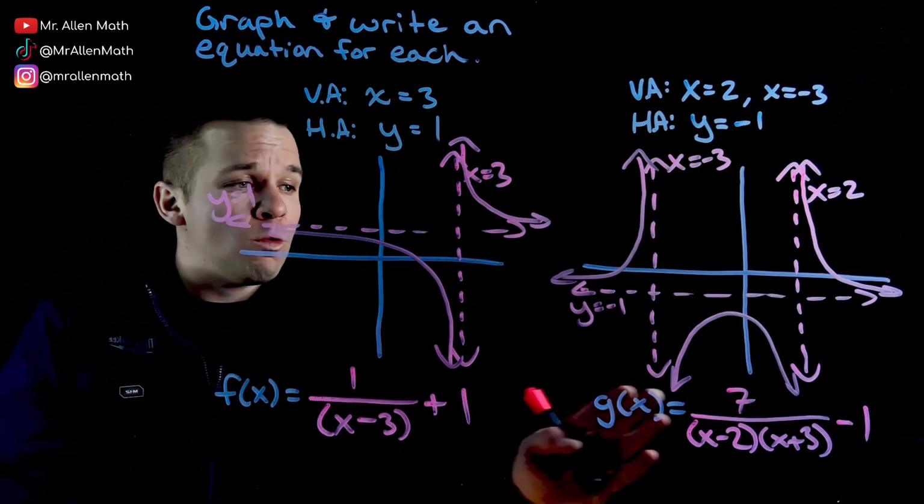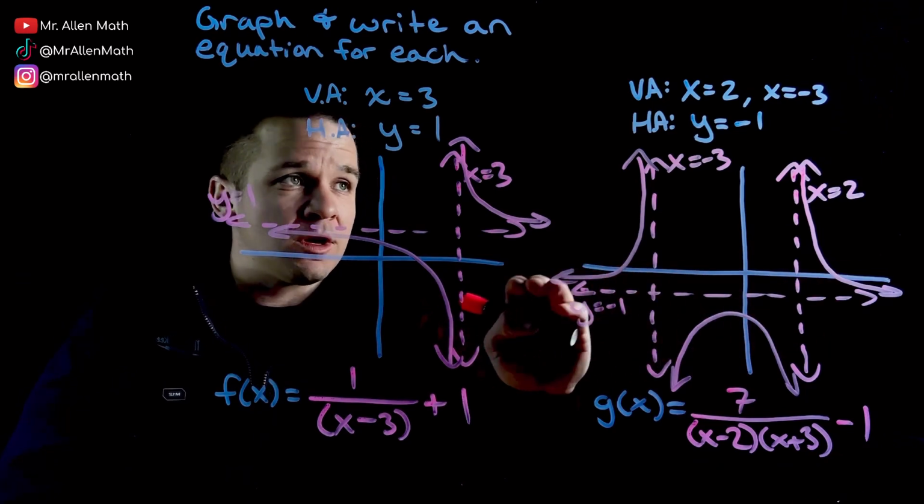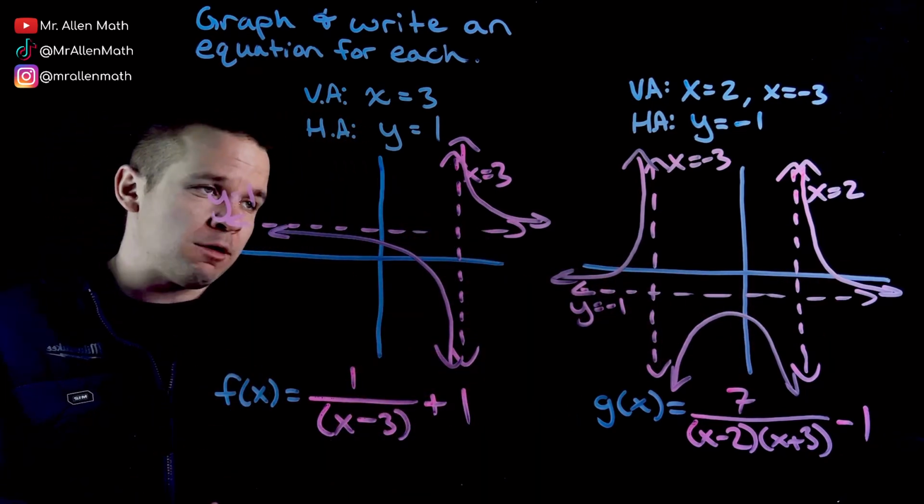Without this minus 1 here, it would just be a horizontal asymptote at y equals 0. But then, whoop, it moves it down 1. Okay, that's pretty dope.